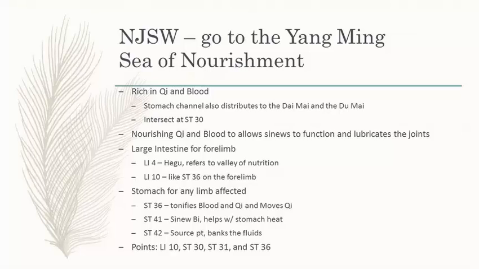And so what is said is that if the Chong Mai is deficient, then the original sinews will be weakened, referring to the Chong, which again is the mother of all, because that is the first extraordinary vessel that is laid down.